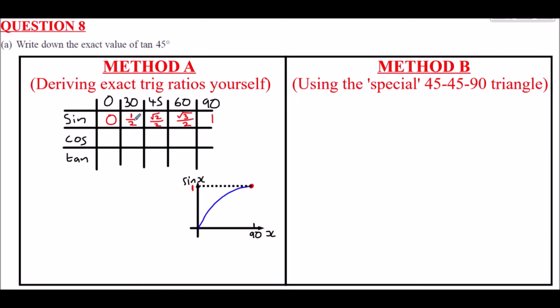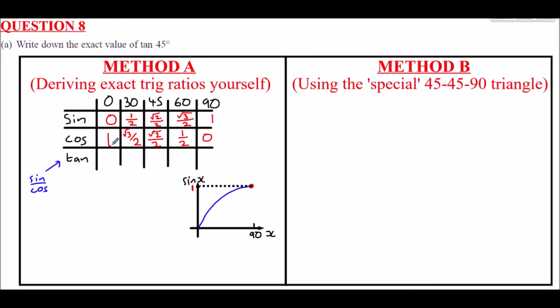So as long as you can remember that and derive that for sine, you can do the others, because cos is just the sine ones in opposite order. So we do this for sine but in reverse. So 1, root 3 over 2, then root 2 over 2, then 1 over 2, and finally 0. Then we work out the tan ones by doing sine divided by cos. So we just do the top row divided by the middle row.